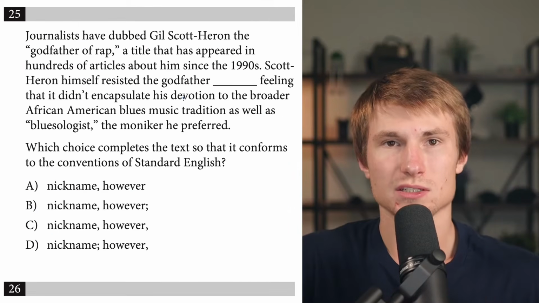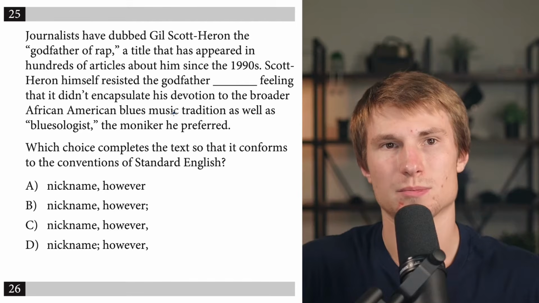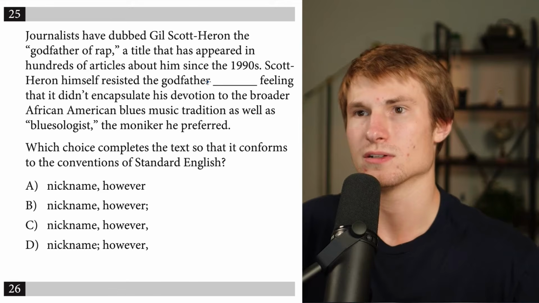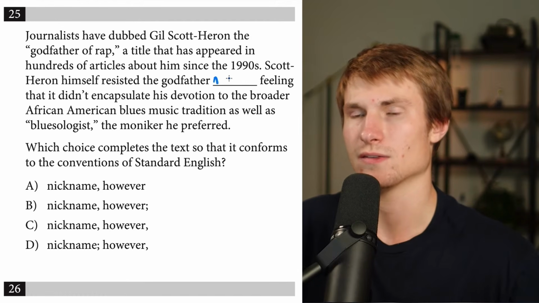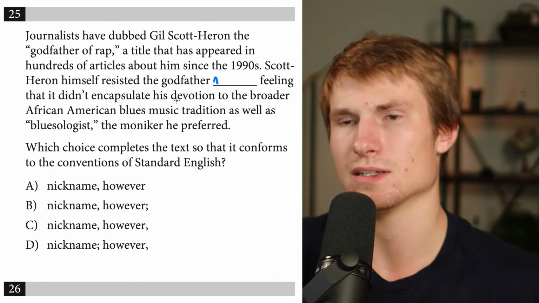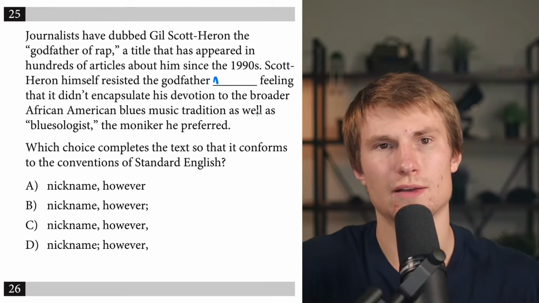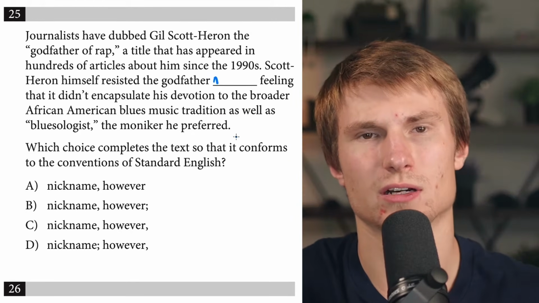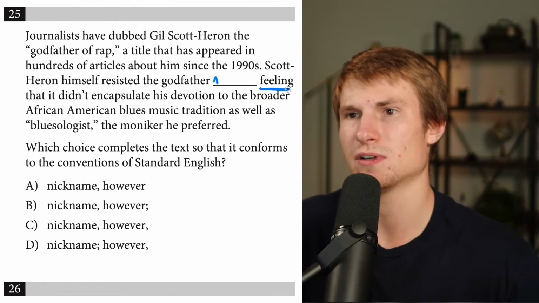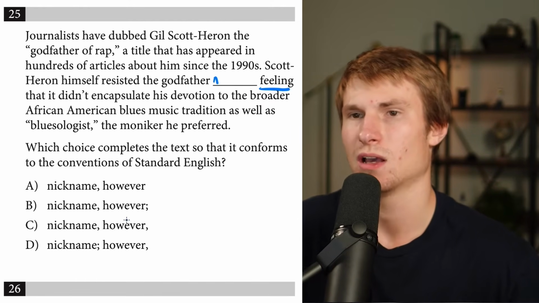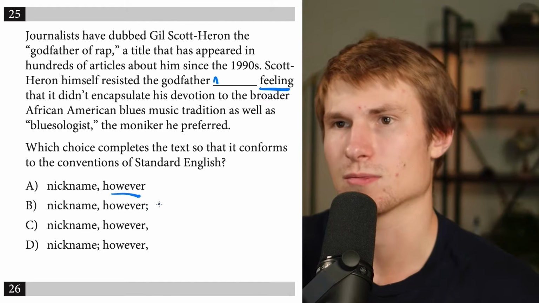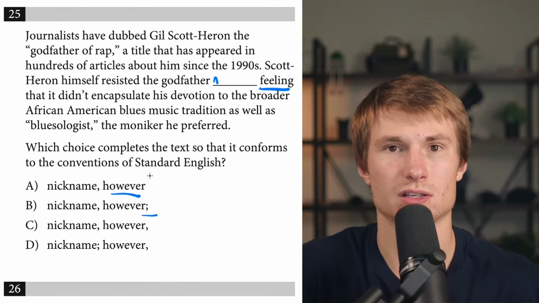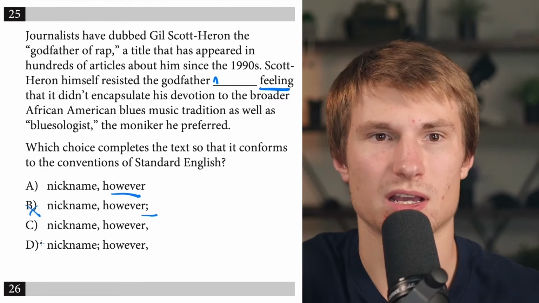Journalists have dubbed Gil Scott-Heron the Godfather of Rap, a title that has appeared in hundreds of articles about him since the 1990s. Scott-Heron himself resisted the Godfather nickname, okay? So I'll just mark that as N for nickname. However, feeling that it didn't encapsulate his devotion to the broader African-American blues music tradition, as well as bluesologist, the moniker he preferred. Okay, well, from feeling on, that's a supplementary phrase. However is a supplementary adverb. Okay, so we can't use a semicolon because, like I said, we don't have an independent clause. We have a supplementary phrase, so we can't split that up with any sort of semicolon.